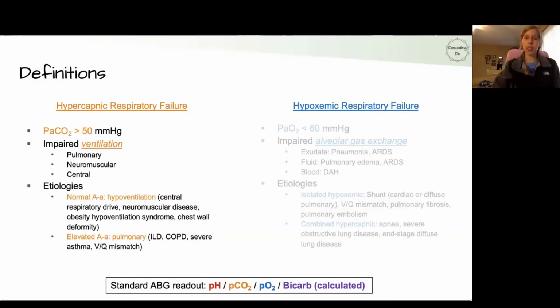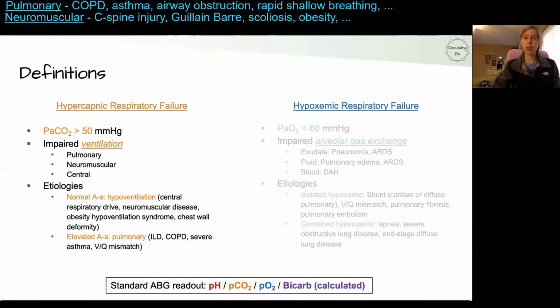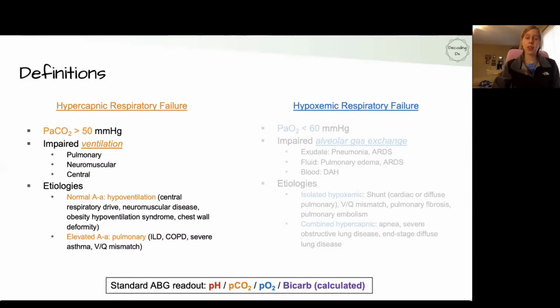Hypercapnic respiratory failure is when your arterial CO2 is greater than 50 millimeters of mercury. This happens when there's impaired ventilation, which means impaired airflow to the alveoli. This can happen because of a pulmonary cause, neuromuscular, or a central cause, meaning that you don't have the drive to breathe.